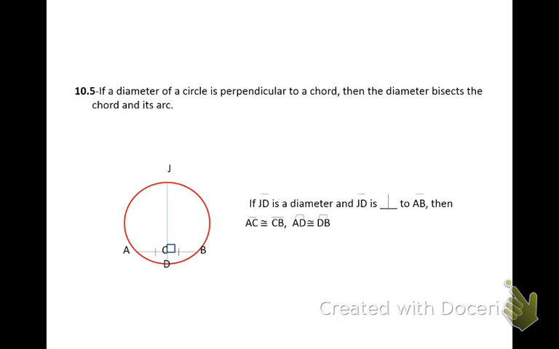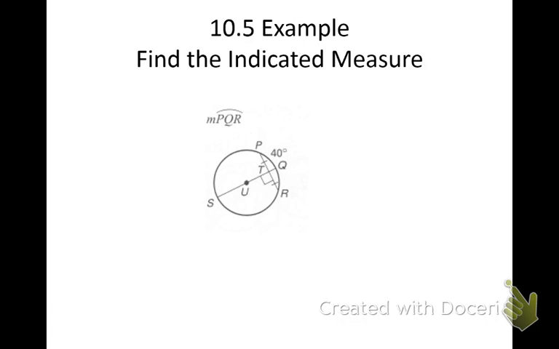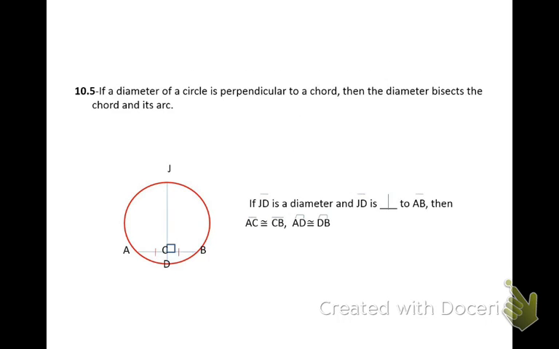If a diameter of a circle is perpendicular to a chord, then the diameter bisects the chord and its arc. So we're adding on to this perpendicular bisector idea. Not only does it bisect the chord, it bisects the arc. So we could say that arc AD is congruent to arc DB. The chord that intersects that arc AB is bisected, so arc AB will be bisected by the segment JD as well.